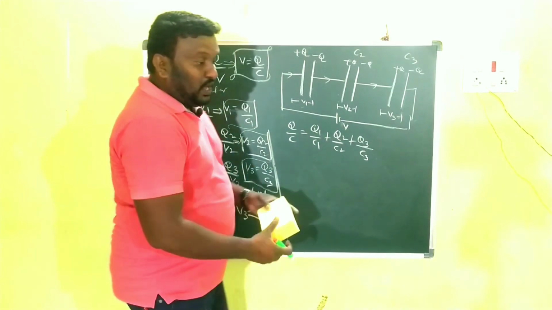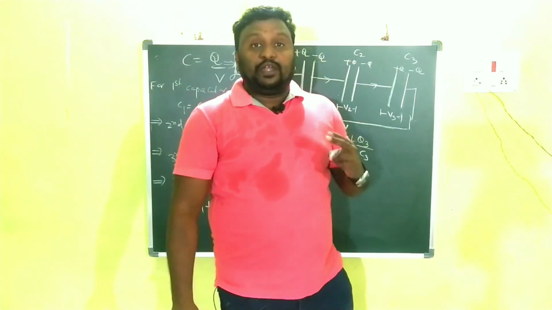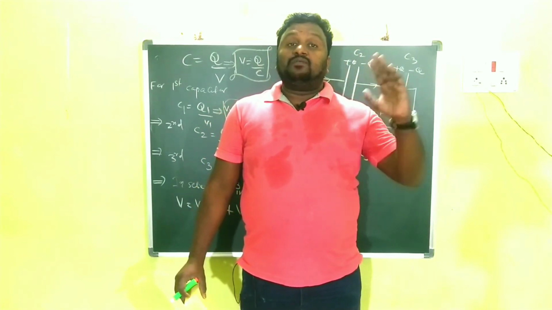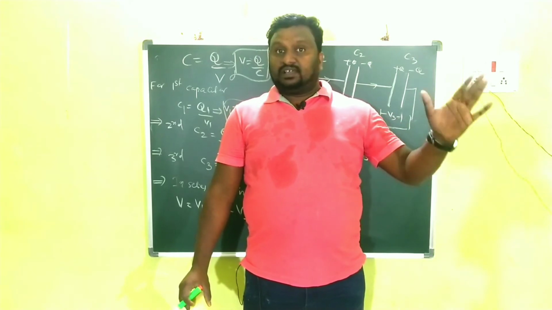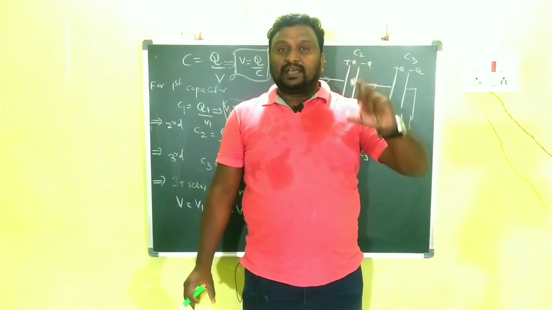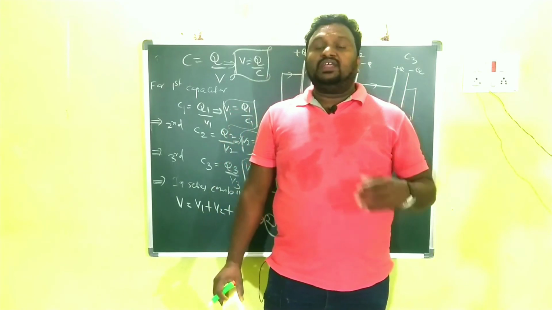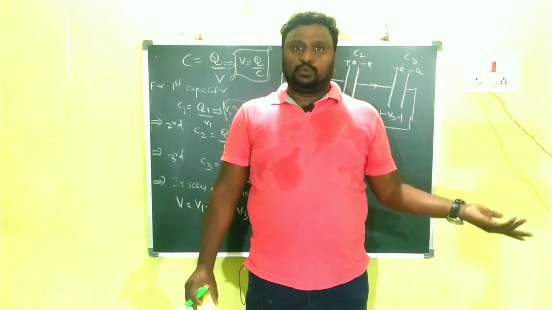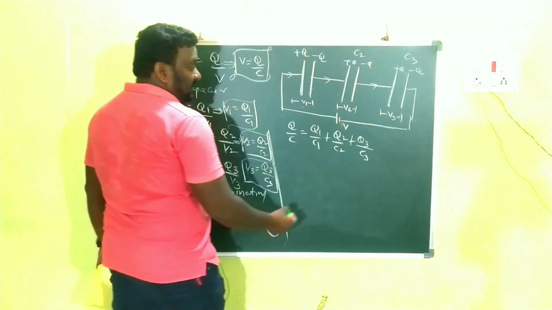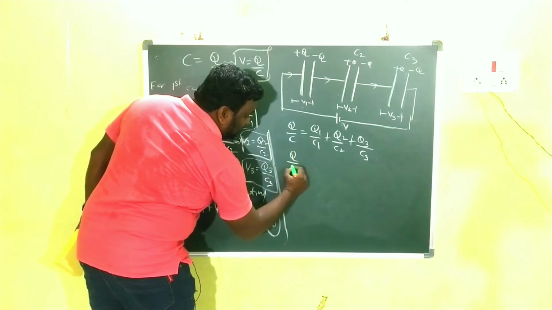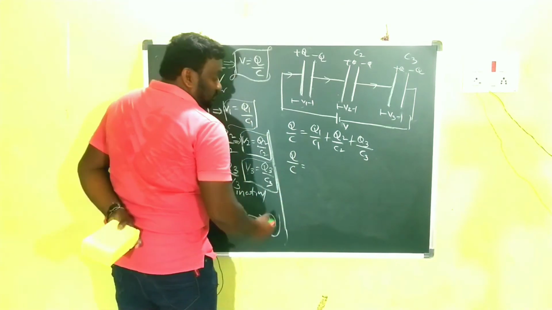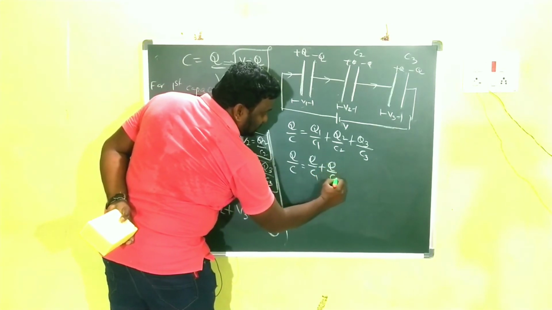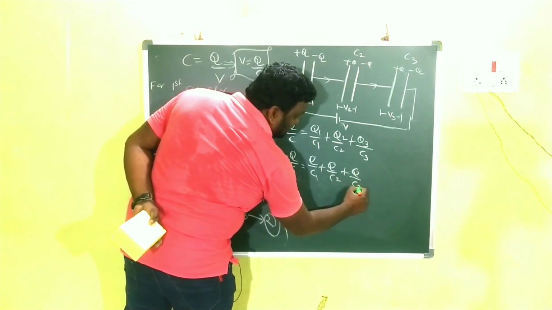Clear children? Already you know the second point: in series combination, the charge supplied to every capacitor is the same. The charge available on every capacitor is the same. That's why here you write Q1 is equal to Q2, Q2 is equal to Q3, and Q3 is equal to Q. So here we are simply writing Q by C is equal to Q by C1 plus Q by C2 plus Q by C3.